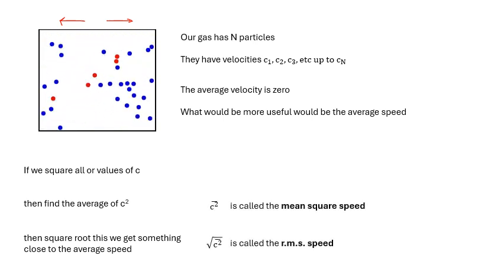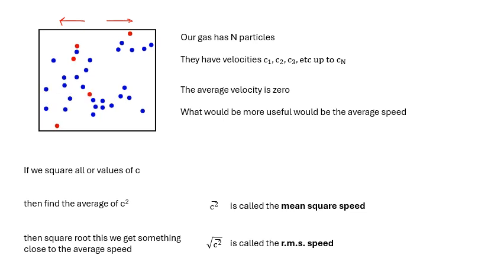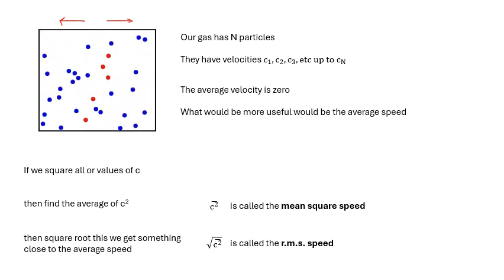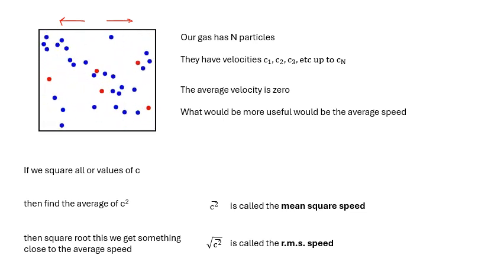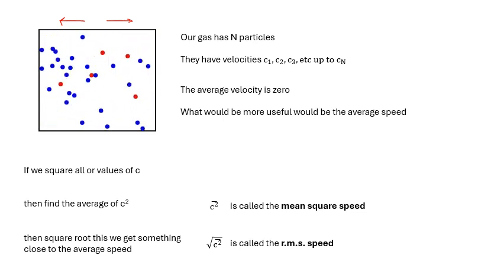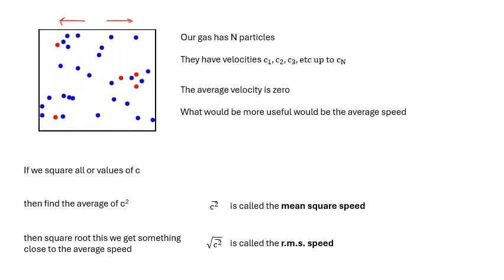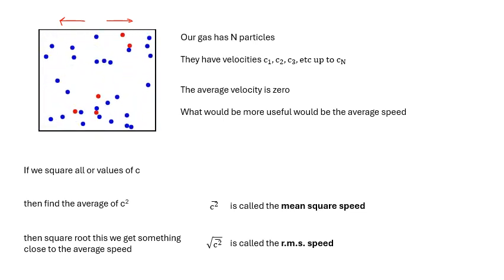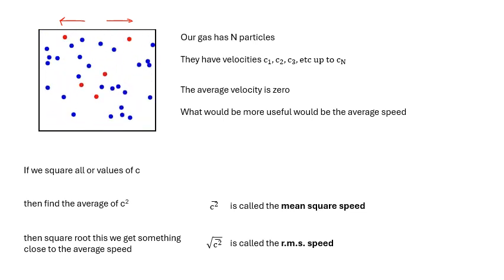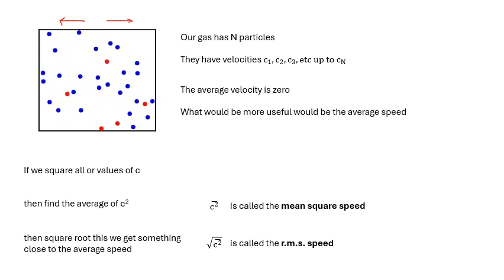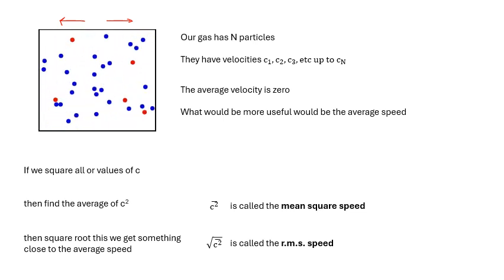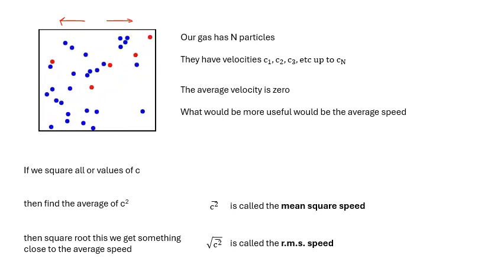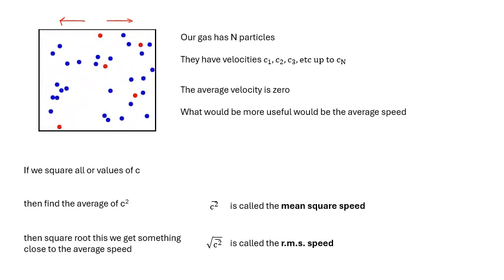C squared bar, which is the average of C squared, is called the mean square speed. That's what you see in this equation, the mean square speed. The square root of that is called the RMS speed, the root mean square. It's the root of the mean of the squares, which is basically the average speed of the particles.